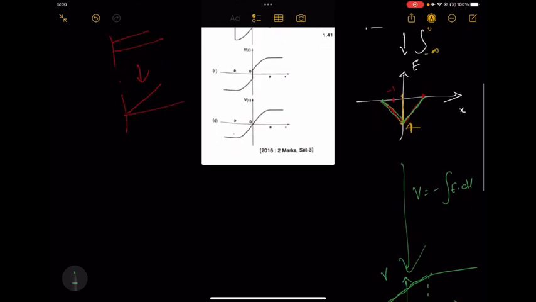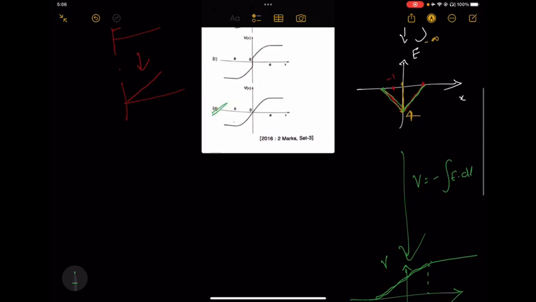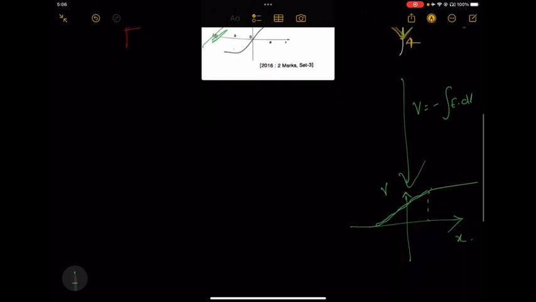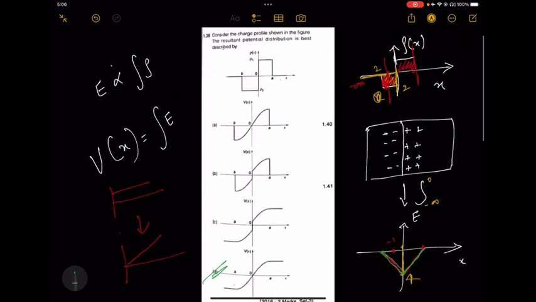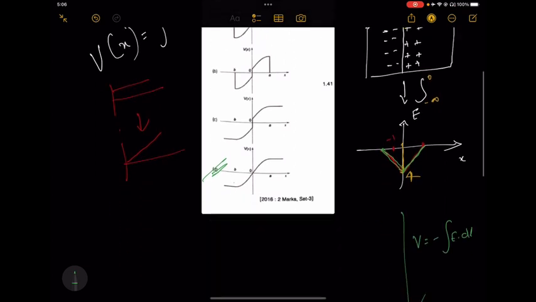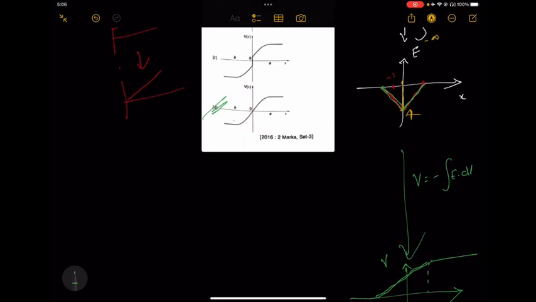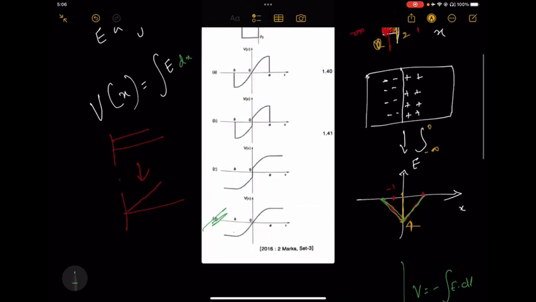So which option matches this one? It is option D. Option D matches this graph. Okay, I'll explain again. What is given is a step signal. From Gauss law, we know that when you integrate charge with respect to dx, you are going to get electric field. When you integrate electric field, dl or dx, whatever you call it, you are going to get potential. So we integrated the graph, the step graph became a ramp, the ramp became parabolic, and then we ended up with a graph that looks like this. The only option that matches this is option D.